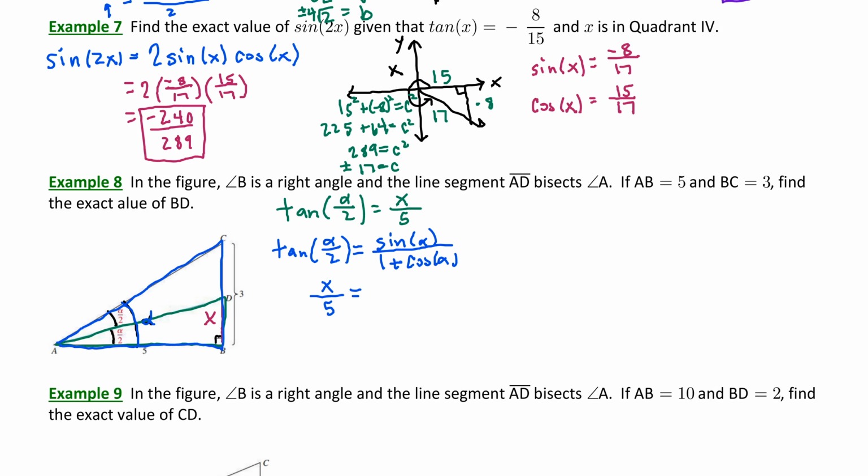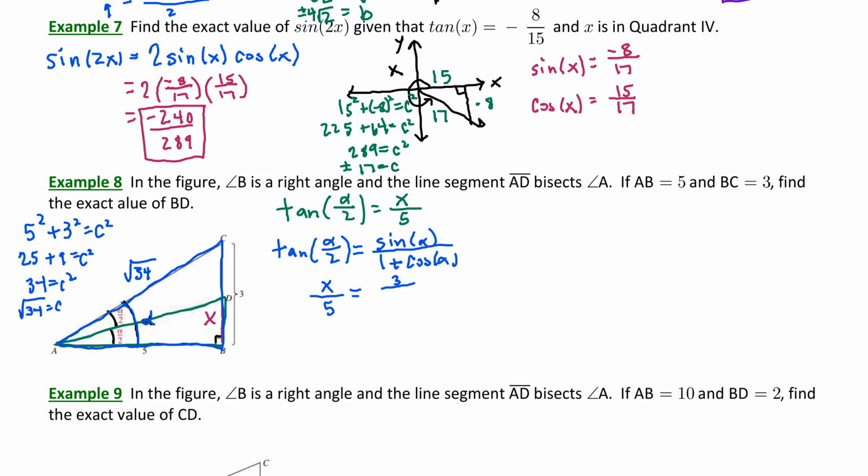Sine is opposite over hypotenuse. The opposite side is 3, but we need to calculate that hypotenuse. So the hypotenuse of the big blue triangle is going to be evaluated using the Pythagorean theorem. 5 squared plus 3 squared equals c squared. That's 25 plus 9 equals c squared. 25 plus 9 is 34. That's not a perfect square, and we can't reduce it. So it looks like the hypotenuse is the square root of 34.